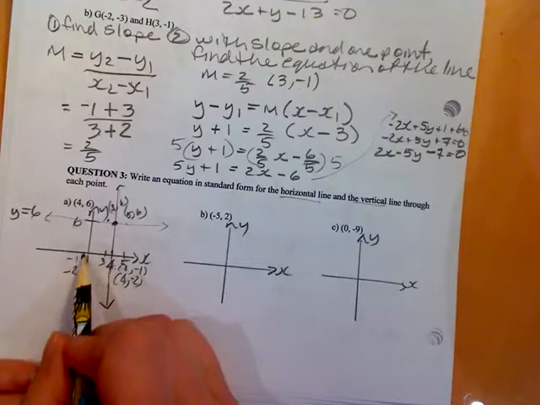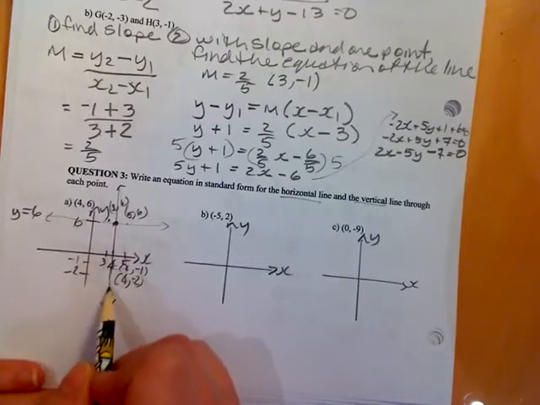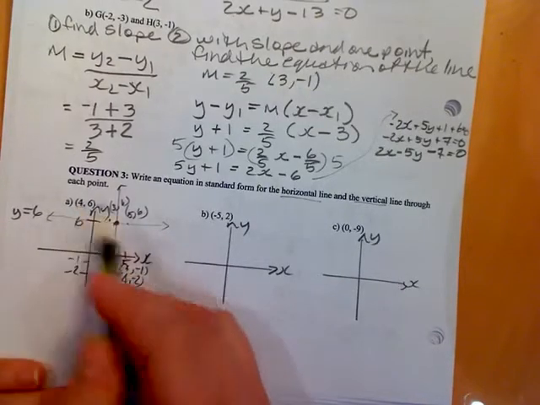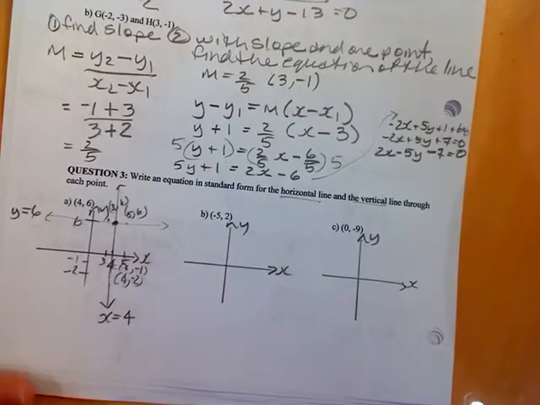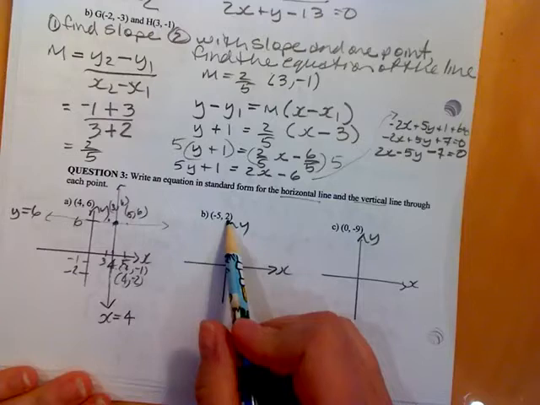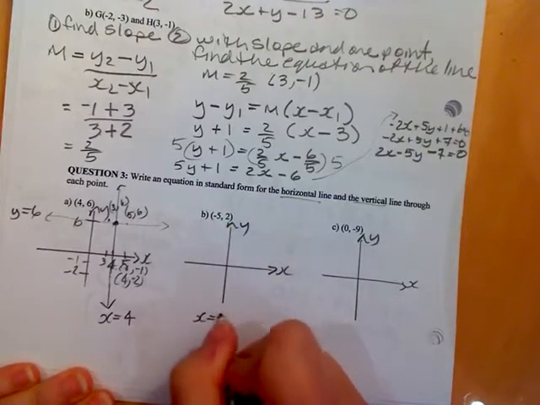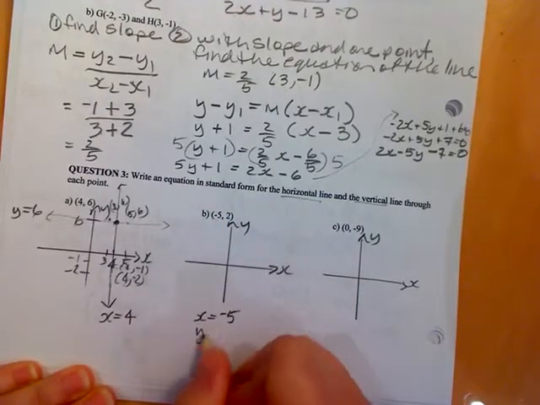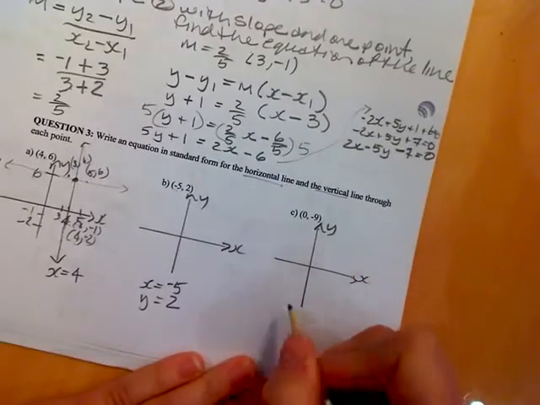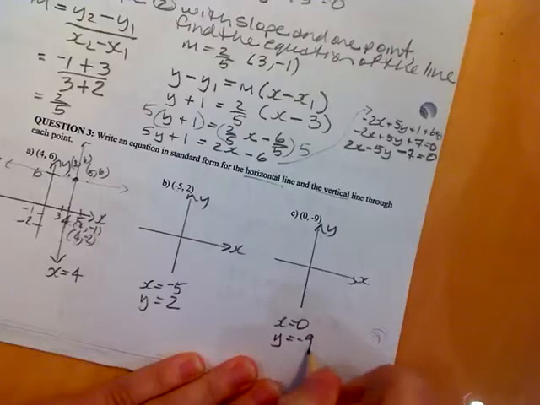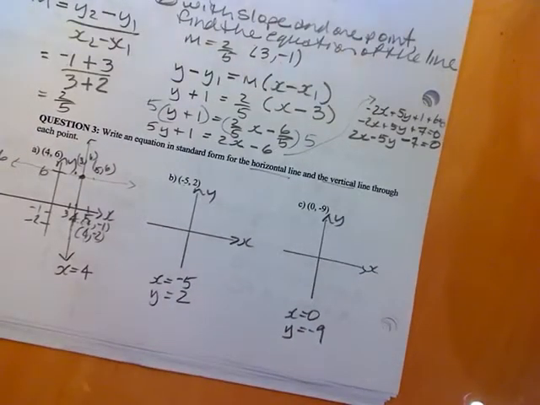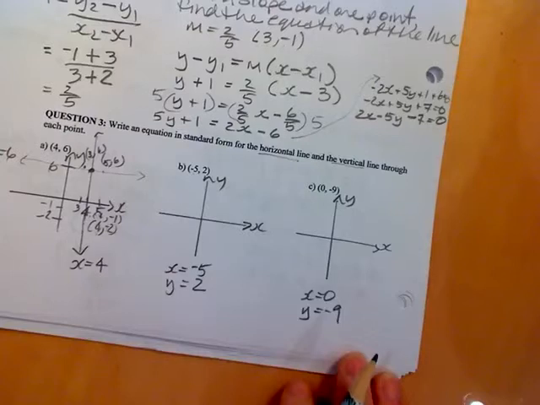So when we have x and then y, what do we notice about all of these points? They all have an x value of 4. So the equation of that line will be x equals 4. And that's how you do this. So you will have two equations here. One will be x equals -5, and one will be y equals 2. Here, one will be x equals 0, and one will be y equals -9. And that is how you write the equation.